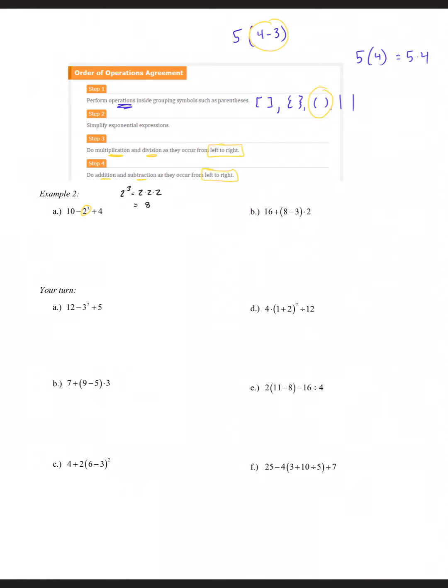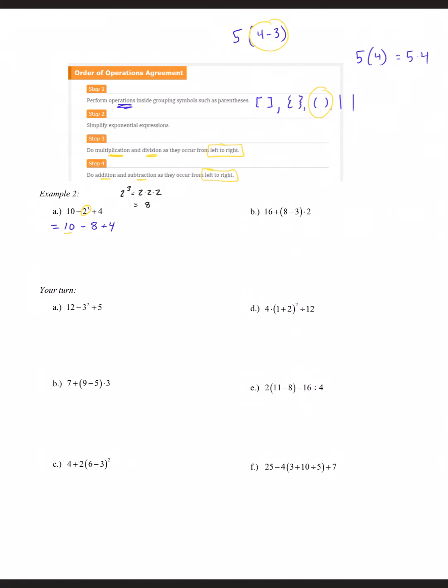So now we can write this out. I'm going to put equals because what I'm about to write is equal to the previous expression. 10 minus 8 plus 4. Now, we simplified the exponents. So now step 3, do the multiplication division as it occurs. We don't have any multiplication division here, so we're going to step 4. Do the addition and subtraction as they occur from left to right. So we have to start with the left side of the problem and work our way over.